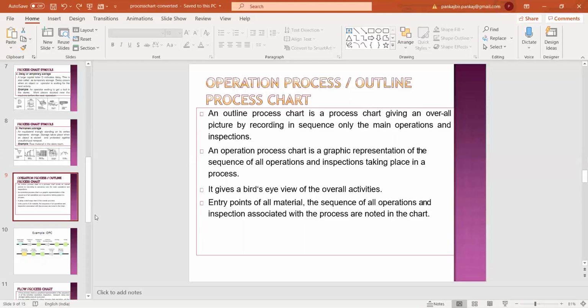It is basically a graphical representation of the points at which the materials are introduced in a production process and the sequence of all the operations and inspections associated with the process. So basically, the outline process chart gives you just a general idea of all the operations and inspections during the production process. So mainly it is represented by a circle and the square.